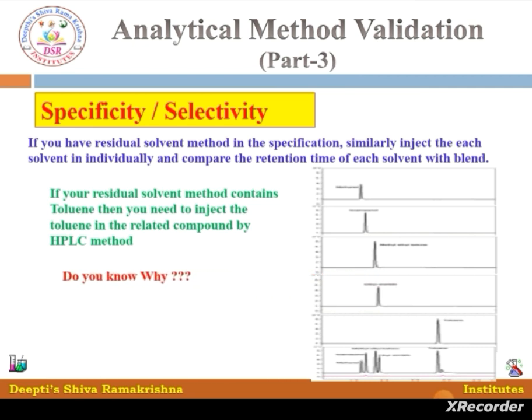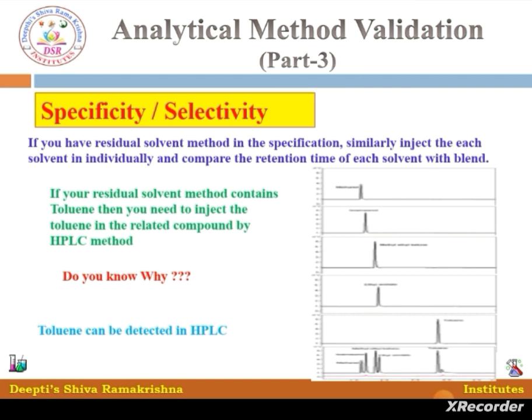Do you know why? Since toluene has double bonds, and the HPLC UV or PDA detector can detect auxochromes and chromophores. Hence, if your residual solvents contain toluene or any other auxochrome or chromophore molecules, then we need to run these solvents in the HPLC method of analysis and prove the separation from all other known impurities in the HPLC technique.